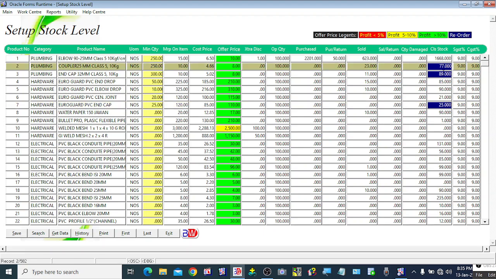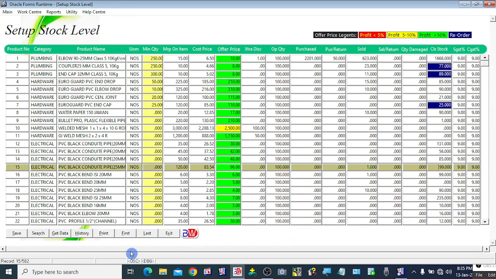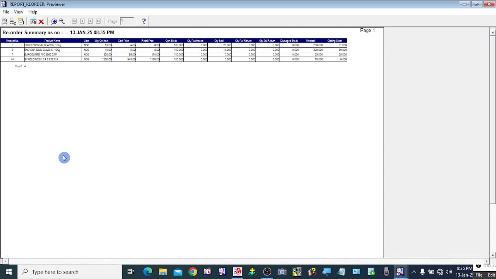The first product, the physical stock is 77 and the minimum stock level we have set up is 250. So at the moment there is only 77 numbers of this product in our stock. This item is ready for reorder. To get the summary of the reorder, by clicking this print button, we can generate the reorder report.